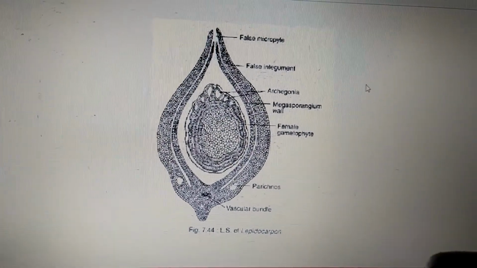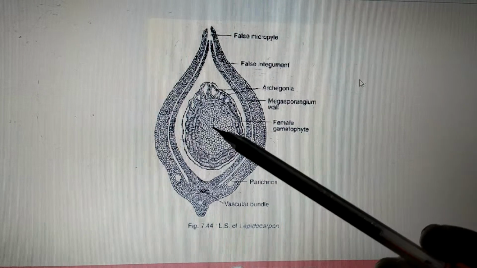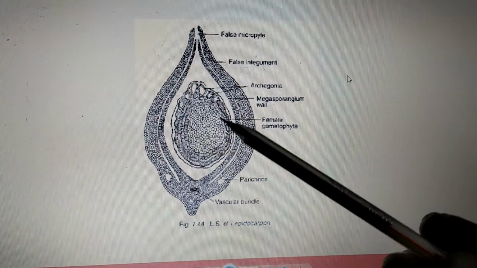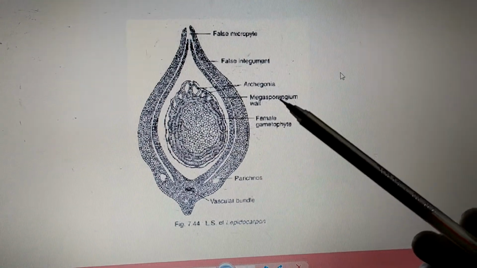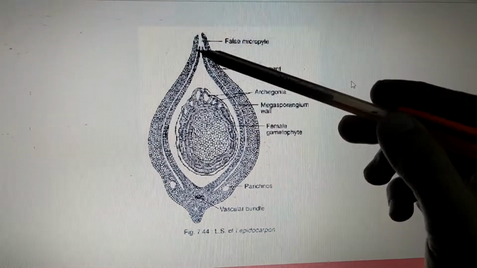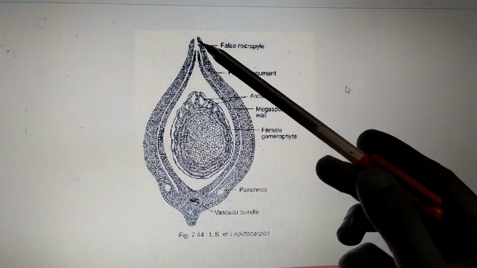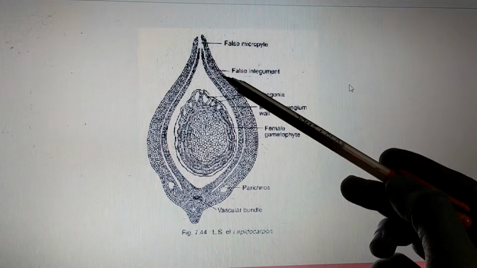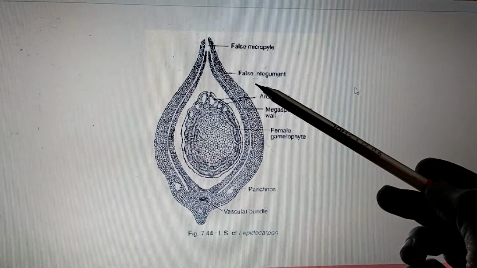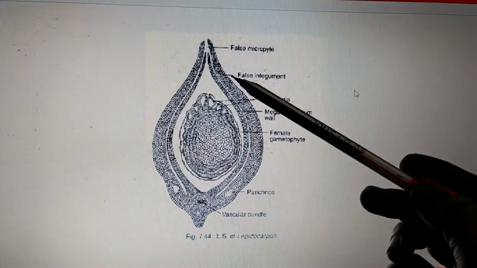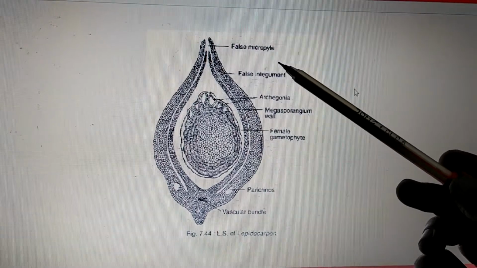To begin with, the megasporangium is elongated. It has an elongated base, the tip of which is split open. So it has got a false micropyle. The integuments which are formed are false, so the result is that we are going to get a false seed.